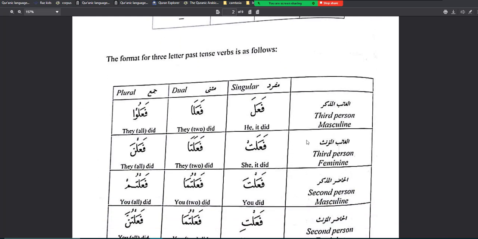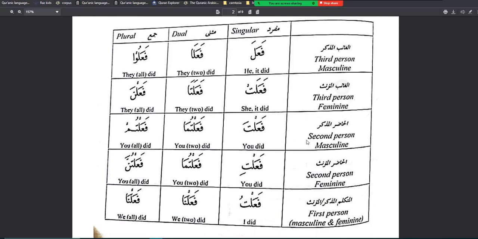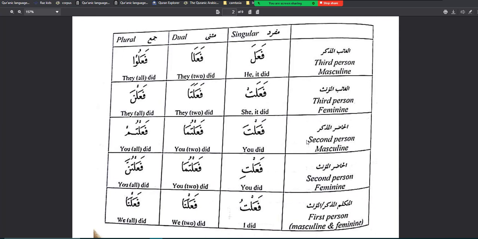The format for three-letter past tense verbs is as follows. Remember the conjugation chart which we learned in Unit 1, like huwa, huma, hum, hiya, huma, hunna, anta, antuma, antum, anti, antuma, antunna, ana, nahnu, right? You all remember? So the same chart we are going to use until the end of this book, inshallah. So this is a very important conjugation chart. We have the third person masculine, third person feminine, second person masculine, second person feminine, and then first person.